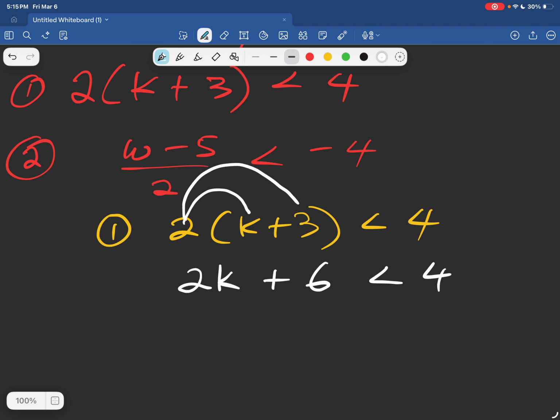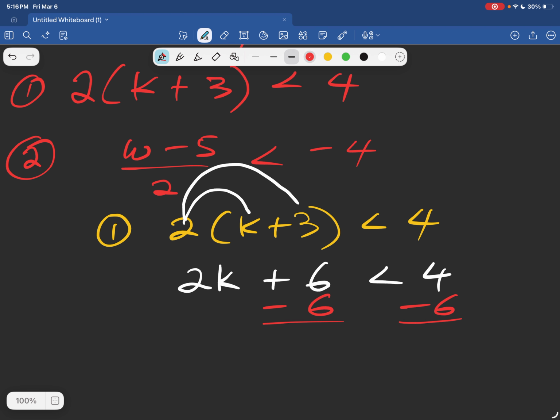The next thing is we are going to solve this inequality the same way we would solve a two-step equation. We're simply going to undo addition or subtraction. If you notice, the 6 is being added to 2k. So what we are going to do is subtract 6 instead. That is called using the additive inverse.